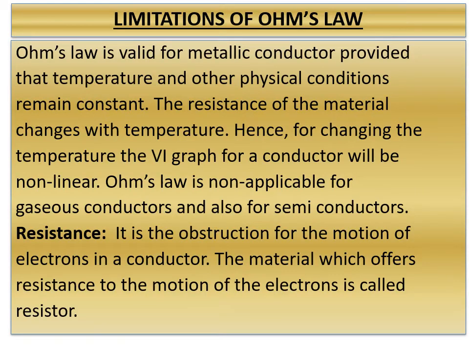So coming to the limitations of Ohm's law, we have learned that V is proportional to I, where temperature is kept constant. And we have learned in Ohm's law, for ohmic conductors the graph plotted is linear, whereas for non-ohmic conductors the graph plotted is non-linear. Ohm's law is valid for all metallic conductors provided that temperature and other physical conditions remain constant. Physical conditions means here the length as well as area of cross section. We can call it thickness also.